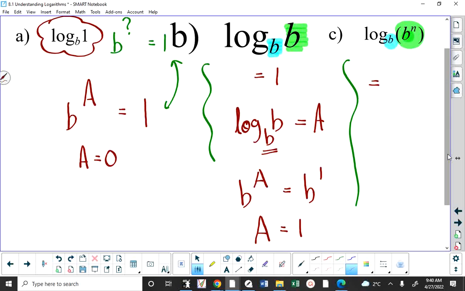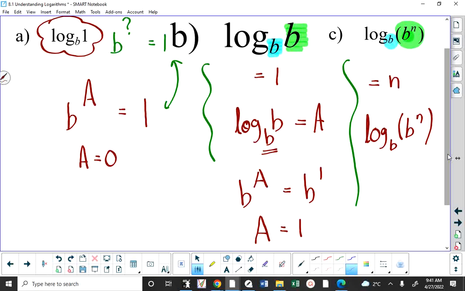Now again, if you wanted to take this approach, you could say log base b of b to the n. Oh, and by the way, I know for a fact on your handout that question C does not have brackets around b to the n. It should. It's a technicality, but sometimes I get lazy and I don't include the brackets. They should be there. Okay.